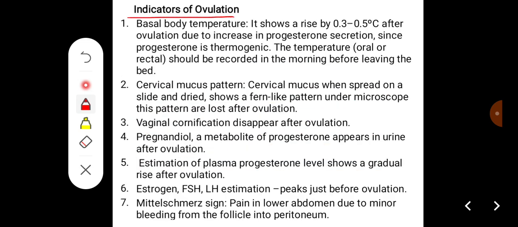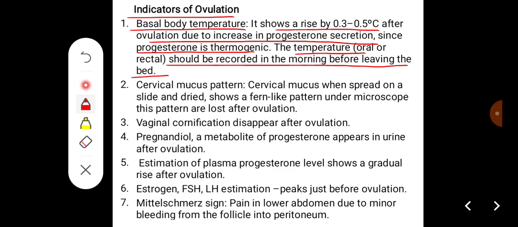Some of the indicators of ovulation: the body temperature. The body temperature shows a rise of 0.3 to 0.5 degrees Celsius after ovulation due to the increase in progesterone secretion, since progesterone is thermogenic. The temperature, oral or rectal, should be recorded in the morning before leaving the bed.